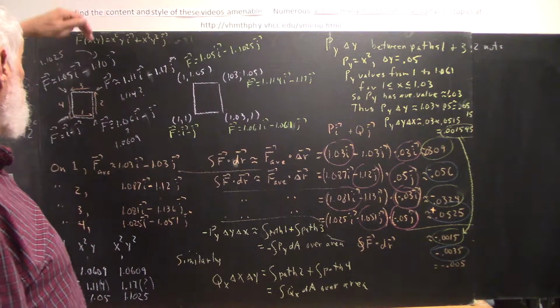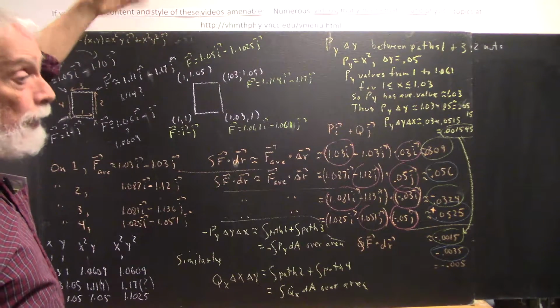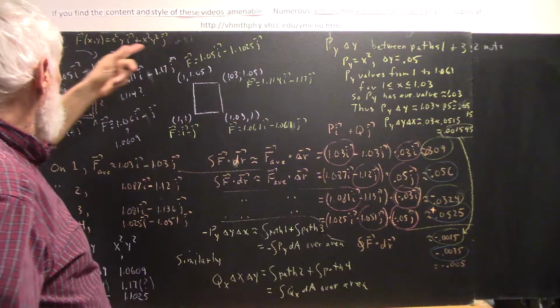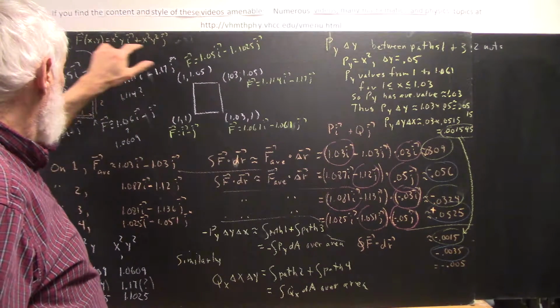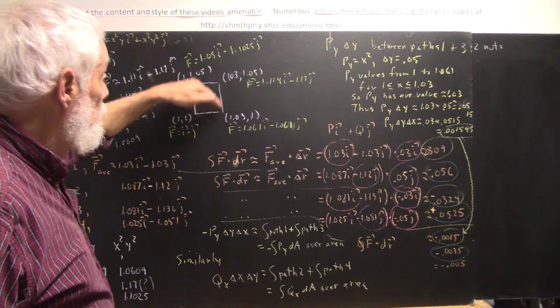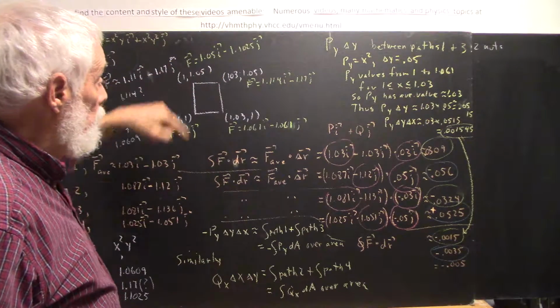We have a vector function f of x, y equal to x squared y i plus x squared y squared j, as you can see on your document. And we want to do a line integral of this, of f dot ds, around a closed path consisting of the four sides of a rectangle.